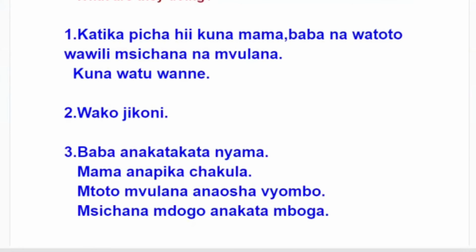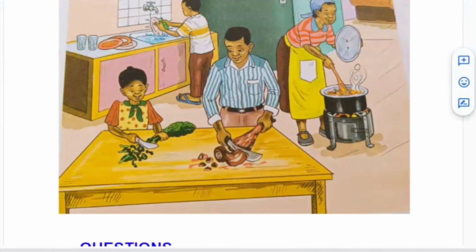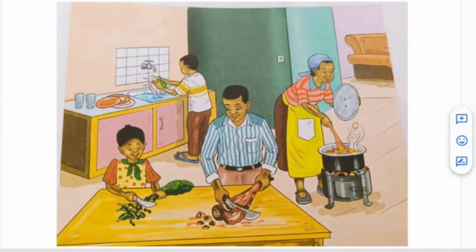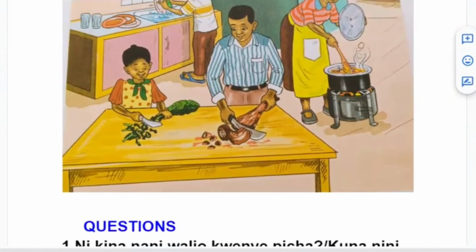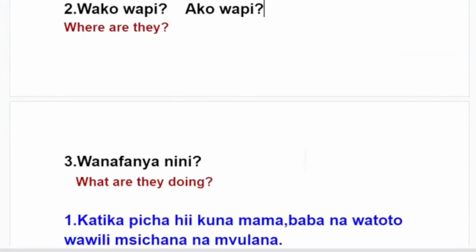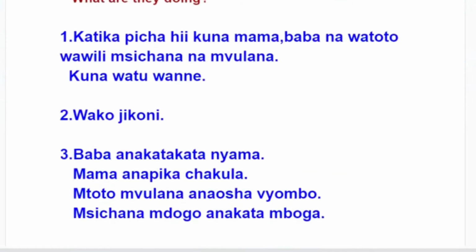I know there are other things in the picture. We have a table, a knife, I can see a couch somewhere, but I'm just focusing on the people for now. You are allowed to mention everything that you can see in the picture, and that will be even better. I added by saying kuna watu wanne, to mean there are four people in the picture.